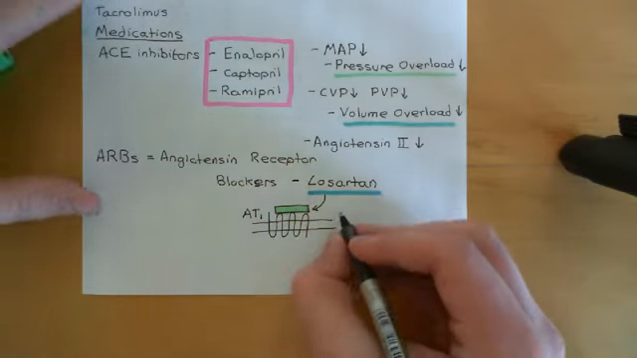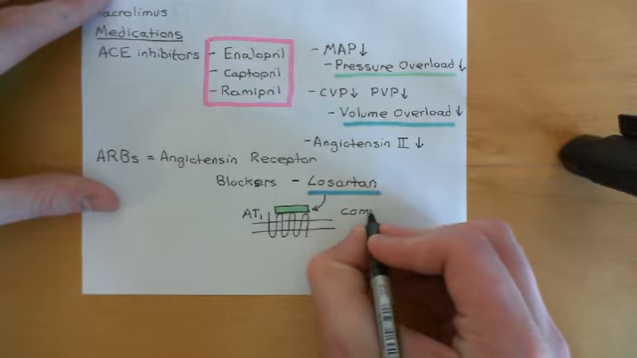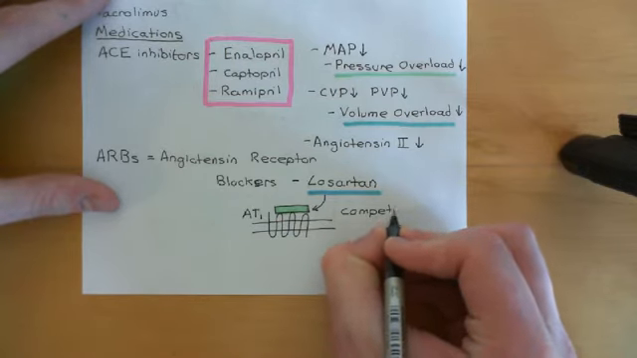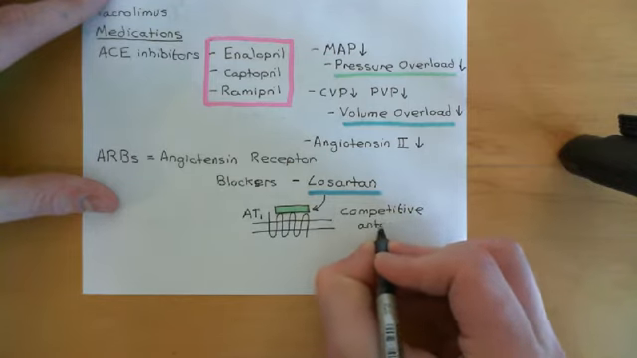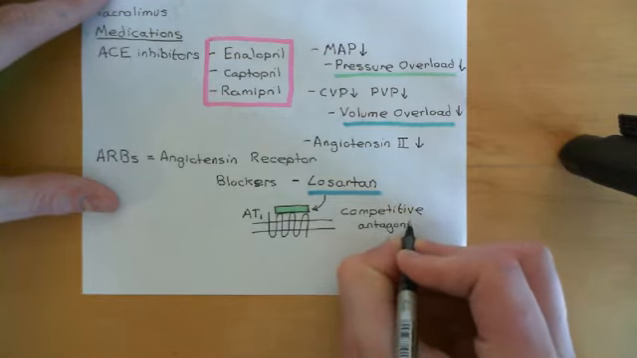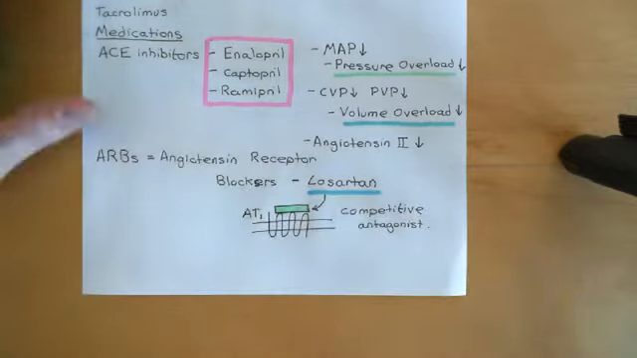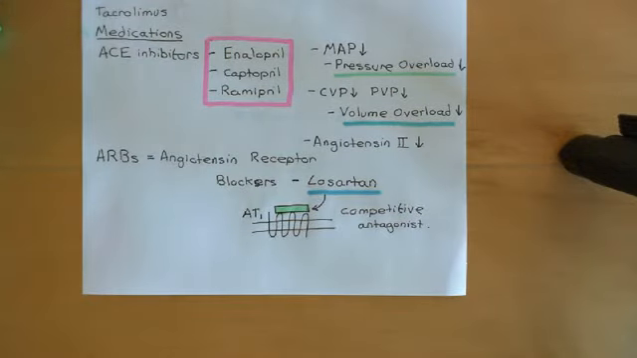That's the important thing about an antagonist. It doesn't stimulate the receptor, but it blocks the agonist, which in this case is angiotensin II, from being able to bind. So a competitive antagonist is just something that binds in the agonist binding site and does not stimulate the receptor.